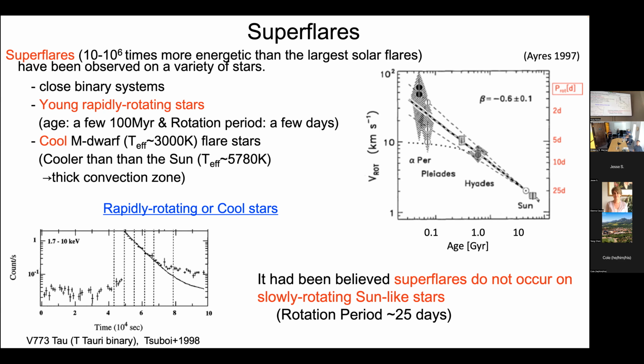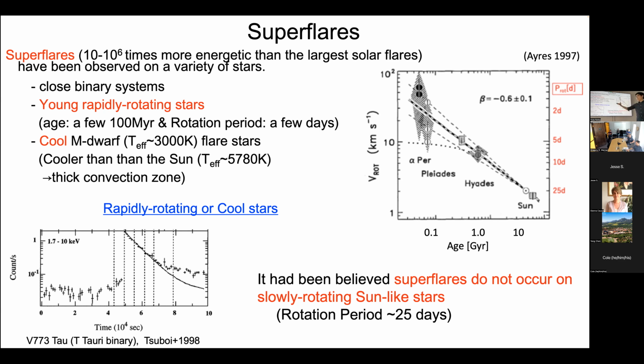It's called a superflare. But the stars having superflares were very different from the sun. These are binary stars, very rapidly rotating stars, because they are very young. The young star was born with very rapid rotation, but because of the solar wind, the star loses angular momentum gradually. So the stellar rotational period or rotational velocity gradually spins down to the solar age.